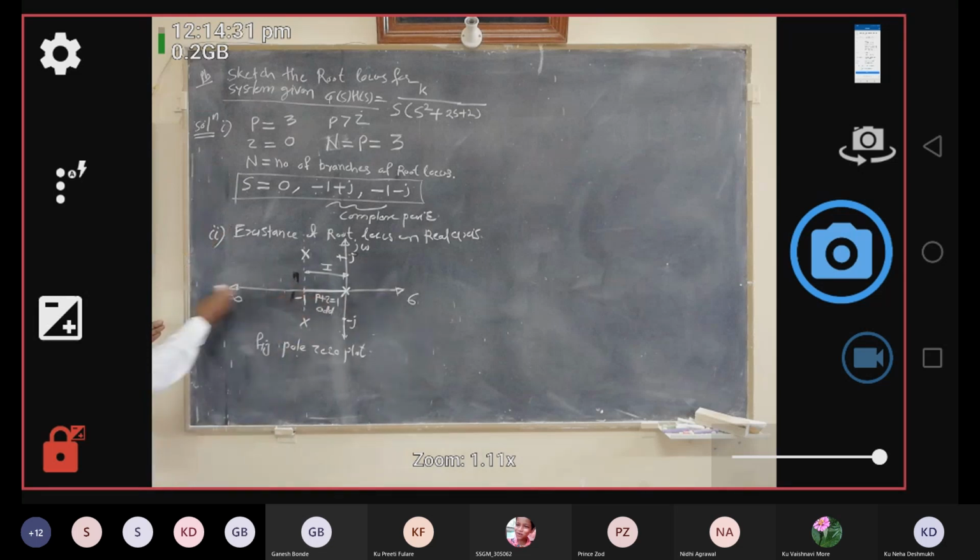Then after this line, again no pole or zero lies on the real axis. So again I can consider the section up to minus infinity. During this section again P plus Z is 1. P plus Z for the whole section is 1. Therefore this complete section is a part of the root locus, so I just darken this line. Above this line I write that it is a part of the root locus. So the whole real axis is a part of the root locus. This is our step number 2, existence of root locus on the real axis. Do you have any doubt up to this?